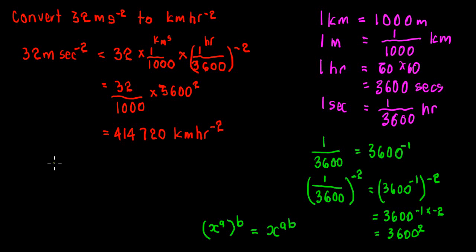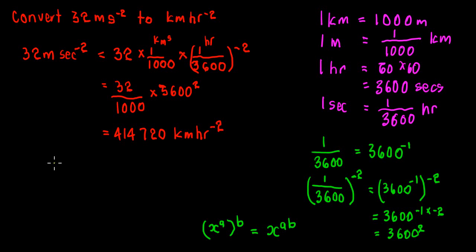So let's put that into our calculation. So we've got 32 times, and then we've got meters. We want that to be kilometers, so to convert the meters to kilometers, we multiply by 1 over 1,000, or divide 1 meter by 1,000. And then we've got seconds per second squared. Now, the seconds, to convert them to hours, I've put them in a bracket like that, and that gives us 1 over 3,600, but that's to the power of -2.